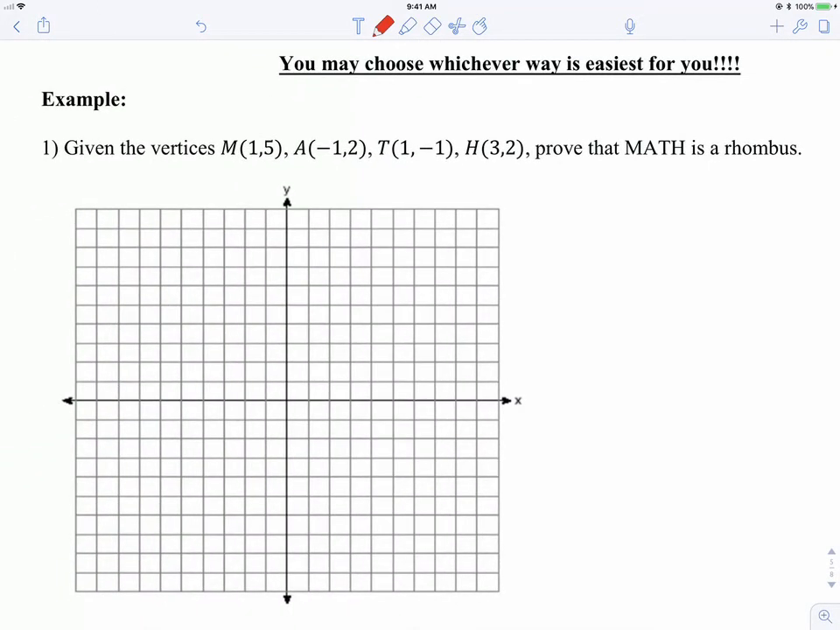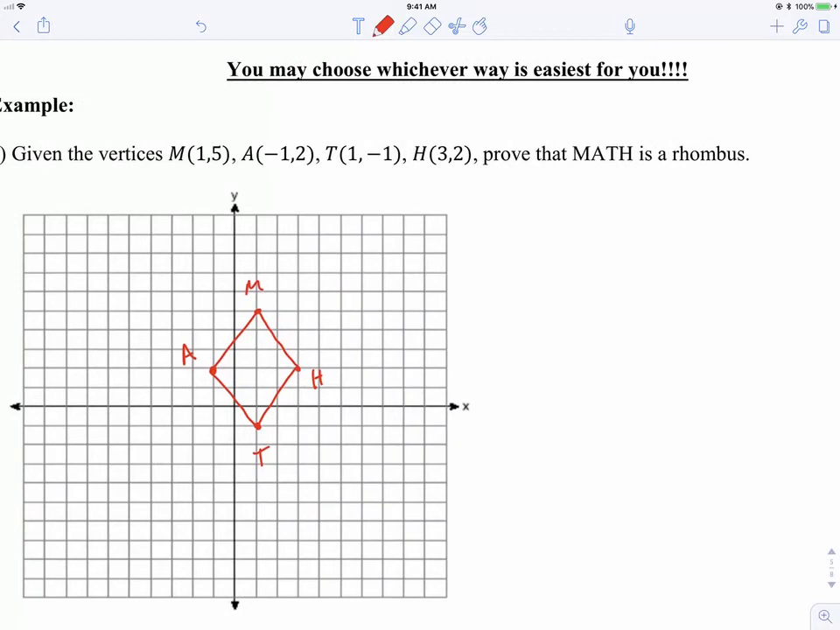So let's first graph it. 1, 5. That's M. Negative 1, 2. There's our A. 1, negative 1. There's our T. And H, 3, 2. There's our H. So there's our rhombus. We want to show that all the sides are congruent. So we're going to do distance formula.